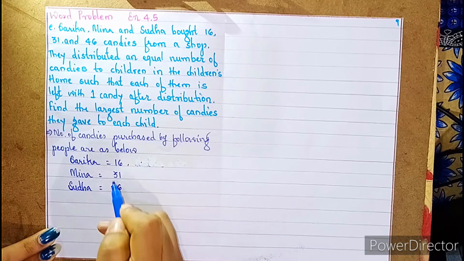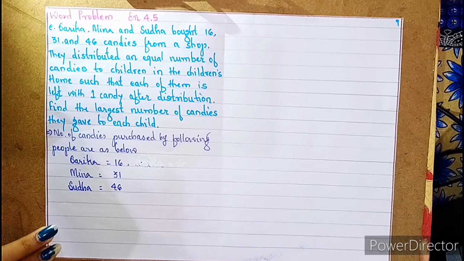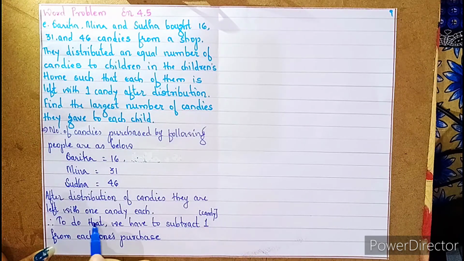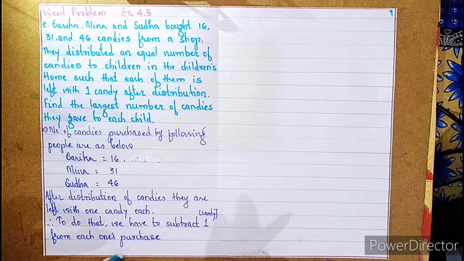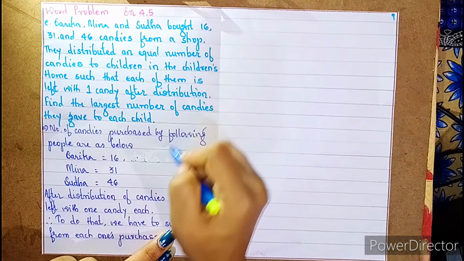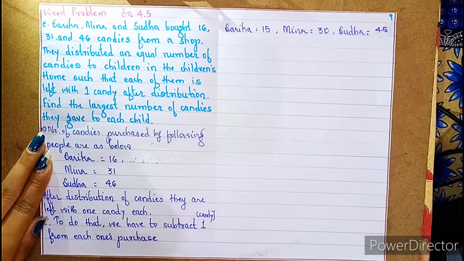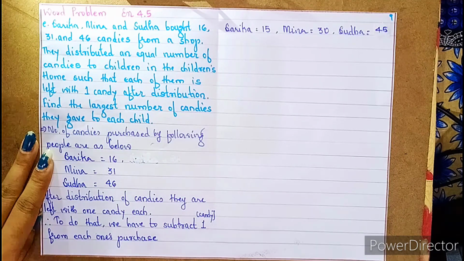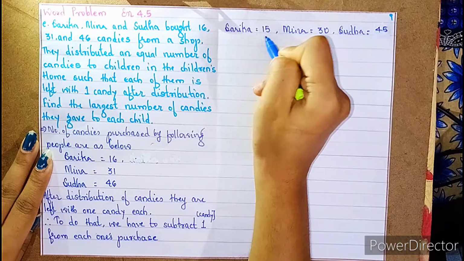So to do that, we have to subtract 1 from each number. After distribution of candies, they are left with one candy each. Therefore, we have to subtract one candy from each one's purchase. And then we have to find the HCF. So let's first subtract one candy from each one's purchase. If they are left with one candy each, then they must have distributed this number of candies among the children, that is 15, 30 and 45.